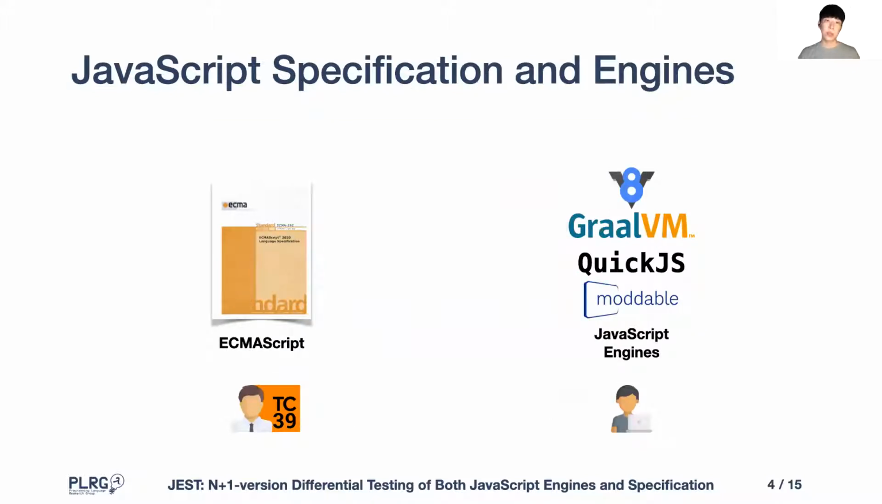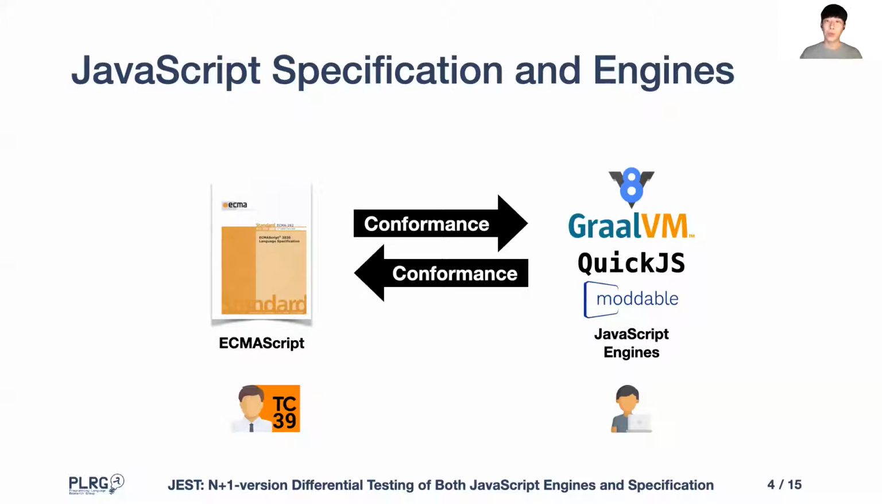To describe the syntax and semantics of JavaScript, the ECMA Technical Committee 39, shortly TC39, maintains ECMAScript as its standard specification. Thus, existing JavaScript engines must conform to ECMAScript. Moreover, unlike the traditional waterfall model, sometimes JavaScript engines are updated first, and then the specification is updated later, with new language features introduced by engines. Thus, ECMAScript also must conform to existing JavaScript engines.